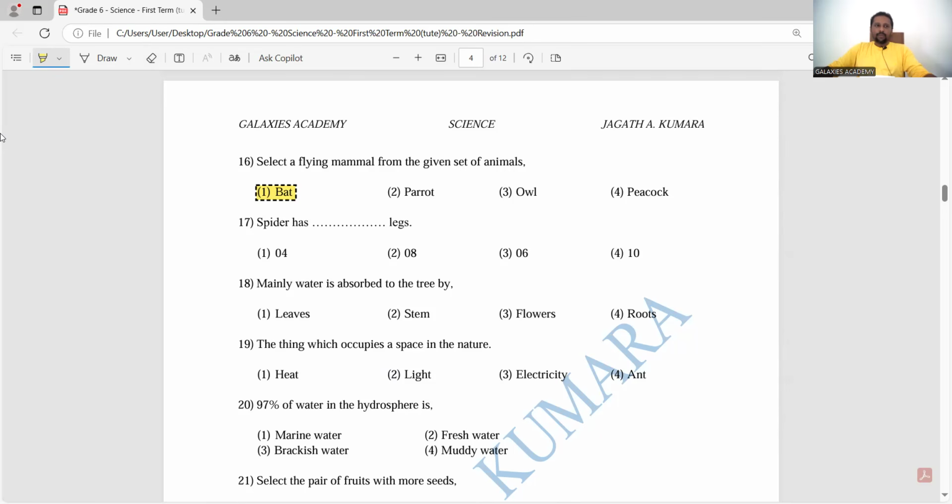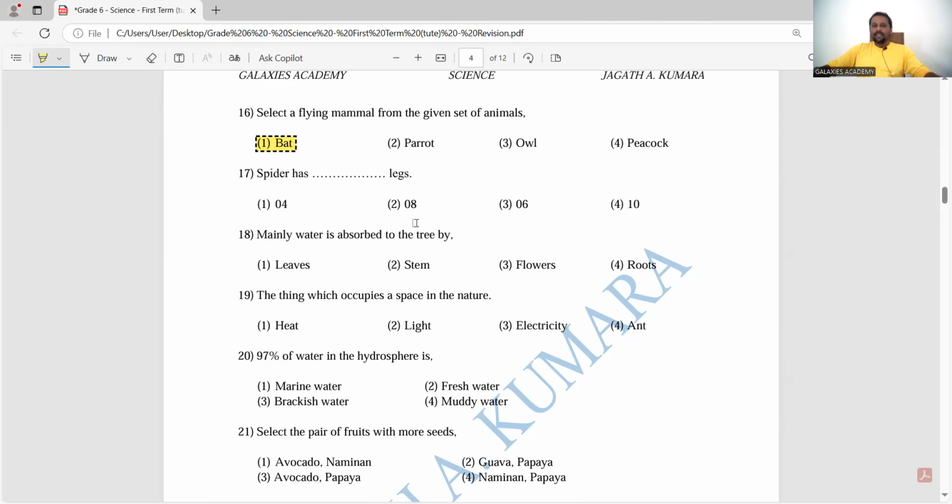Right. Now let's go to our next question, number 17. Spider has how many legs? 8 legs. Number 18. Mainly water is absorbed into the tree from where? From roots. Also we discussed the photosynthesis process. For photosynthesis, the needed water is absorbed from the roots of the plants, right? So remember, water is absorbed mainly into the tree by their roots.